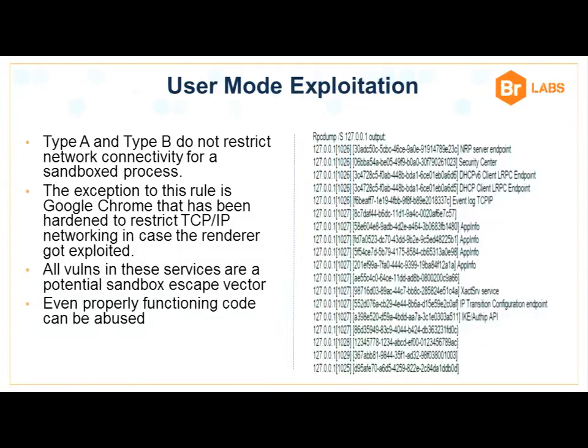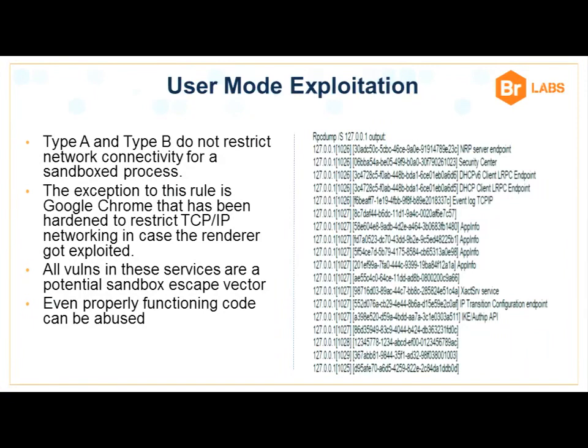So then what we found was type A and type B sandboxes do not restrict network connectivity for a sandbox process, right? And Google Chrome again is an exception. They have hardened this so that even if the renderer got exploited, it's still very difficult to come out of it. It will still be confined in that context, right?